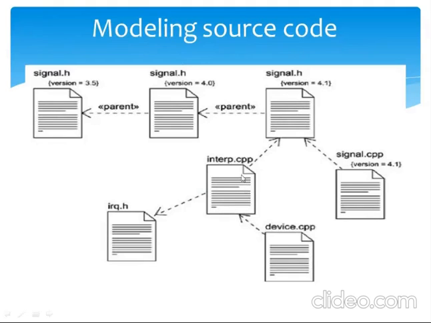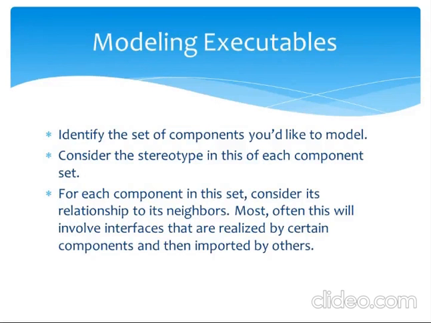The files like interrupt.cpp and signal.cpp are dependent on signal.h, whereas inter.cpp is dependent on irq.h. And device.cpp is dependent on inter.cpp. So all these depend on one another to execute a component and to model source code. The next common modeling technique is to model executable files. How to model executable files? To model executable files, first of all we have to identify the set of components.